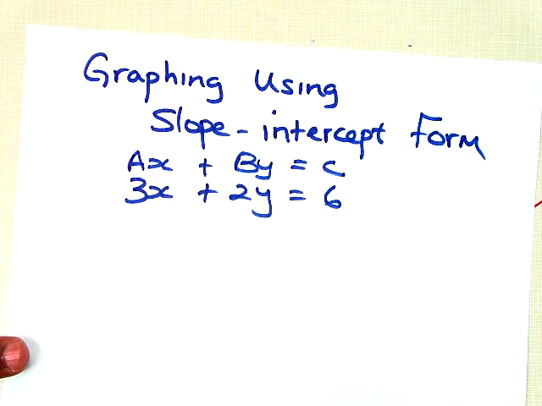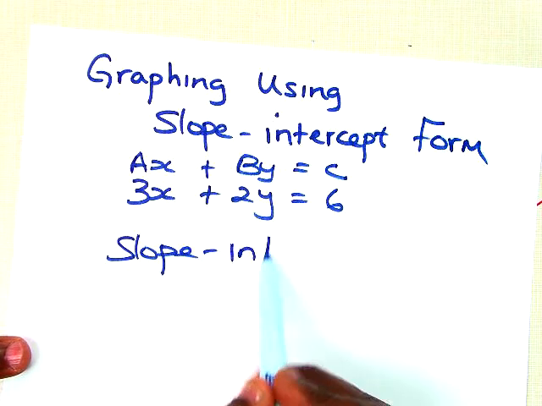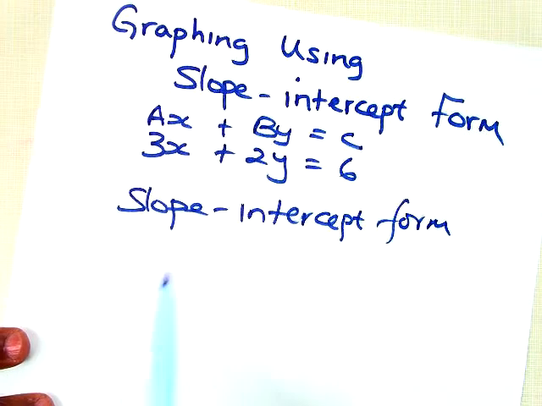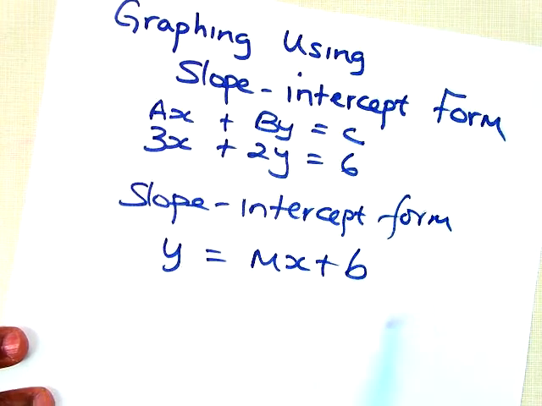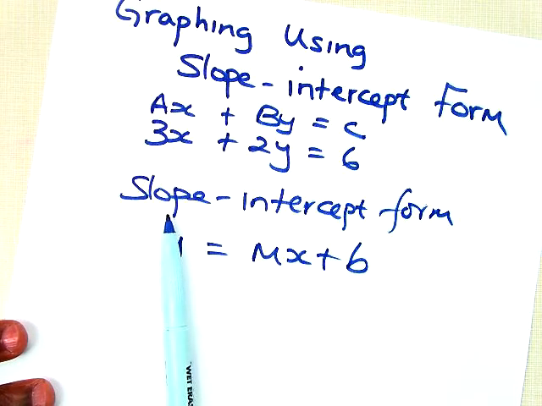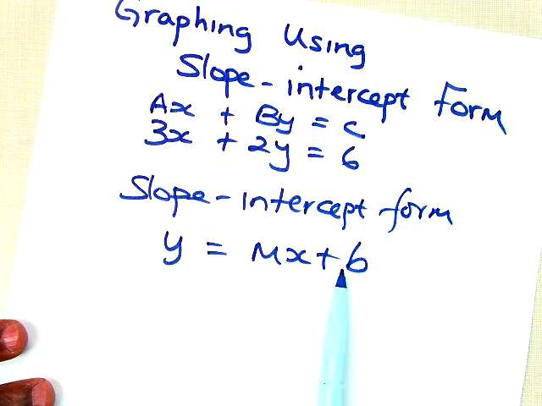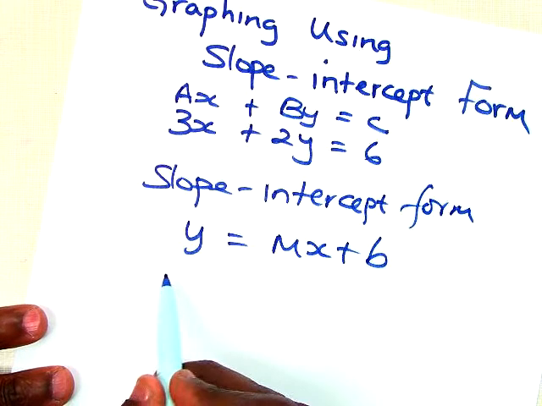However, what if you wanted to convert it to slope-intercept form and then graph it from slope-intercept form? Remember, slope-intercept form is y equals mx plus b. Y is by itself on one side of the equation. Everything else, the x term and the constant, are on the other side of the equation. So let's take this equation 3x plus 2y equals 6 and rewrite it in slope-intercept form and then graph it using that format. So here's the equation again.